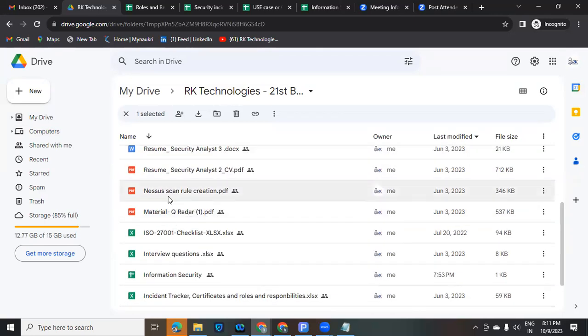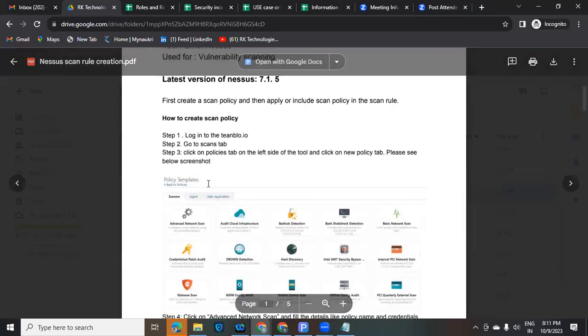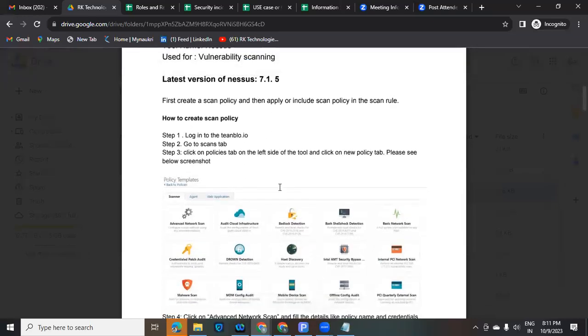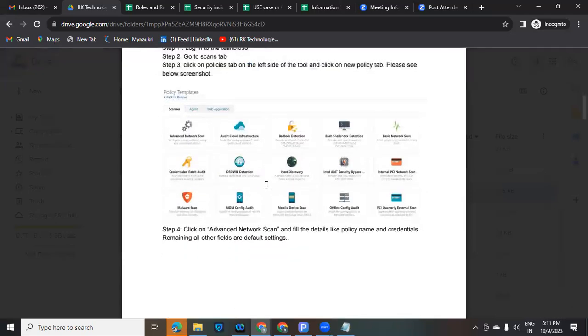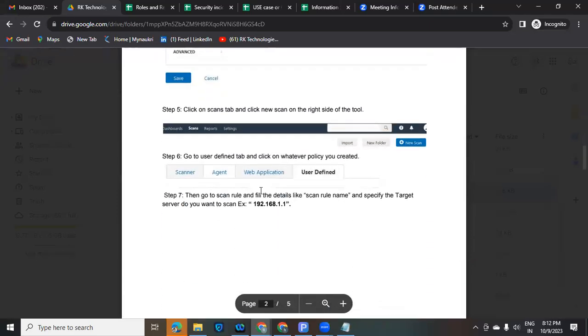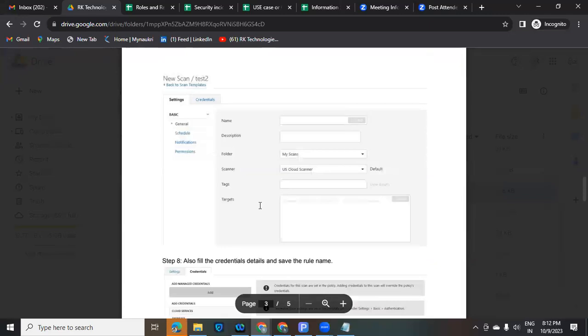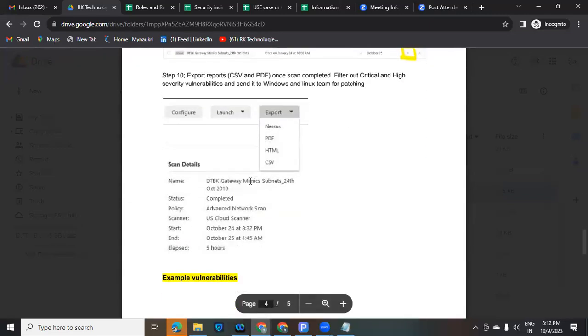So yesterday Madhu and also Bindu were asking, explain scan rule creation in the Nessus tool. I already provided the document as well. The latest version of the Nessus tool is 7.1.5. And how to create a scan policy, I provided all those templates as well, along with what we discussed in the class yesterday. And how to create a scan rule, I also provided. This is the scan rule. Please go through this one, and I also provided steps.